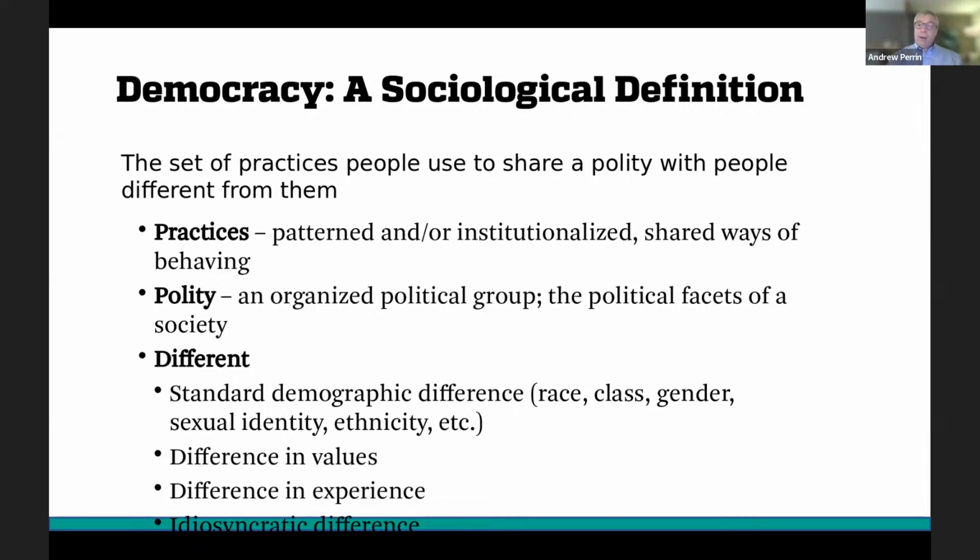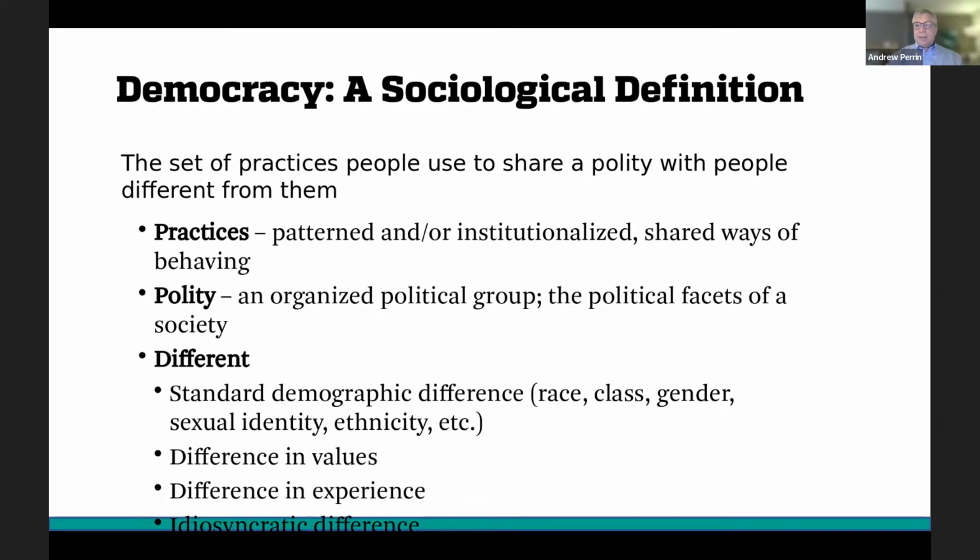And then we have to throw in here, because as scientists of any sort, we have to throw in the fact that there's always idiosyncratic difference, right? There's always the fact that people are simply different from each other, not because of values, not necessarily, not because of experiences or standard demographics, but in some way there's an error term in any understanding of a social phenomenon. And so there's always going to be idiosyncratic difference as well.